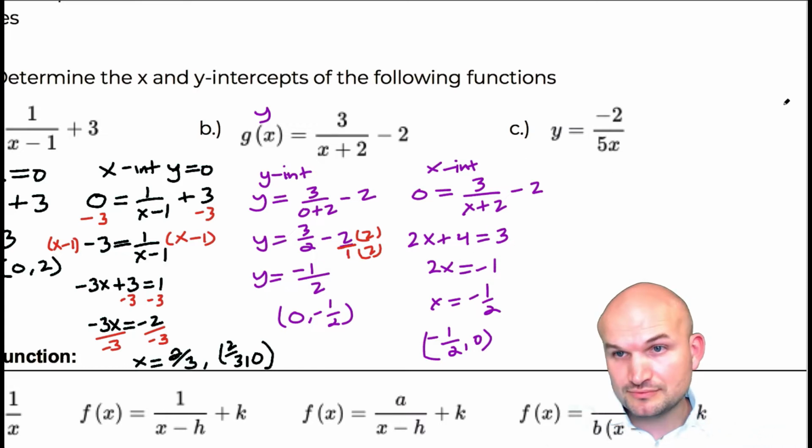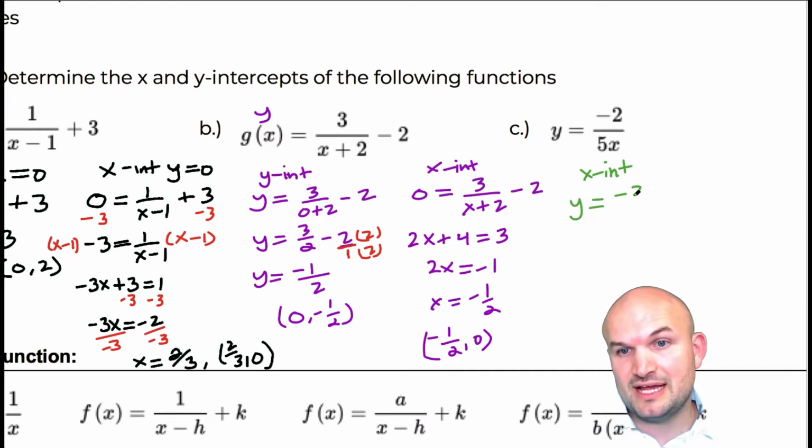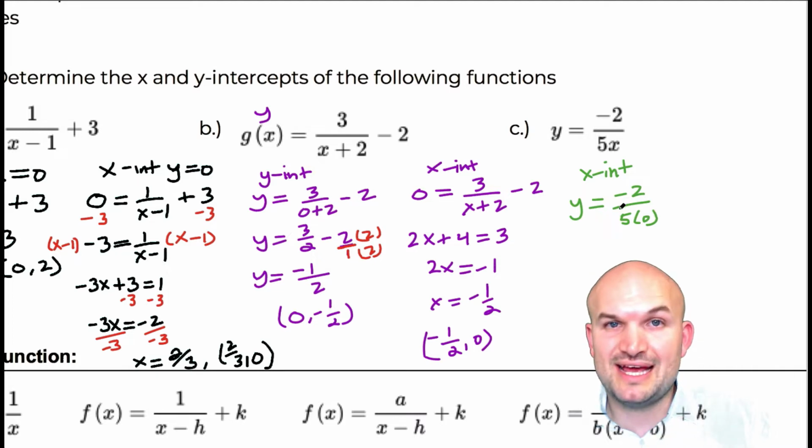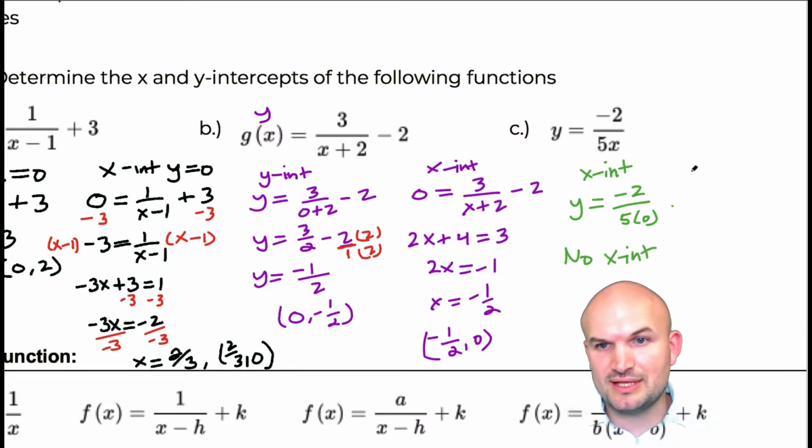Now this one, if I want to find the x-intercept, I'm going to put a 0 in for y. Now this one kind of creates something interesting. I have negative 2 over 5 times 0. Well, 5 times 0 is 0. You can't have that in the denominator. So therefore, there is no x-intercept.